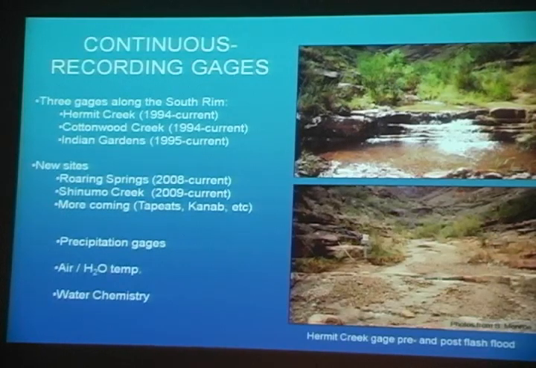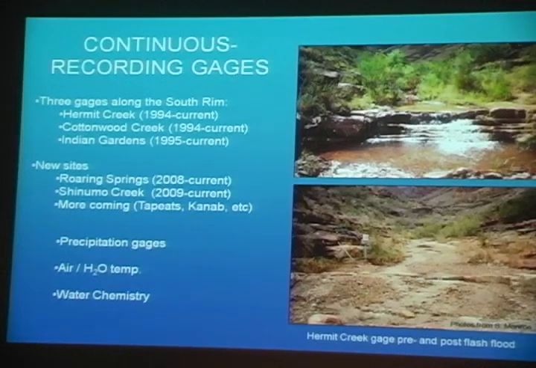So Grand Canyon operates 3 gauges along the South Rim which monitor spring flow over time at Hermit Creek, Cottonwood Creek, and at Indian Gardens. These locations were installed by the USGS in the early to mid 1990s and are still operating today, albeit in a slightly modified form. Since then, new sites have been added at Roaring Springs on the North Rim in 2008, and at Shinnemoo Creek last year in support of the Humpback Chub Translocation Project.